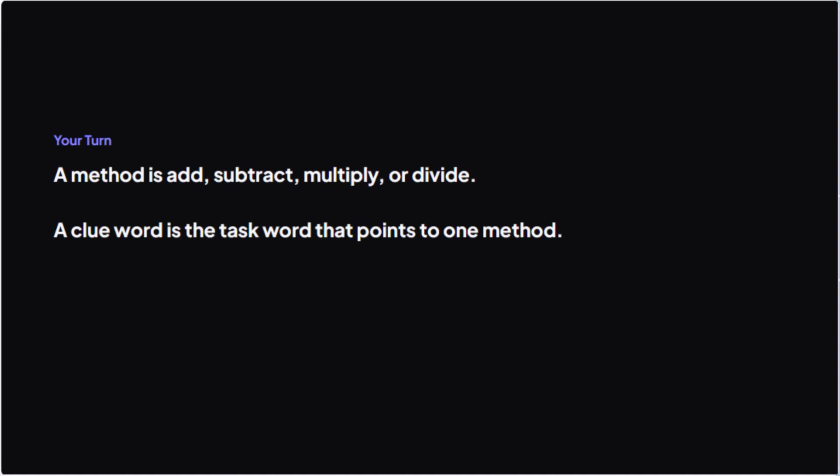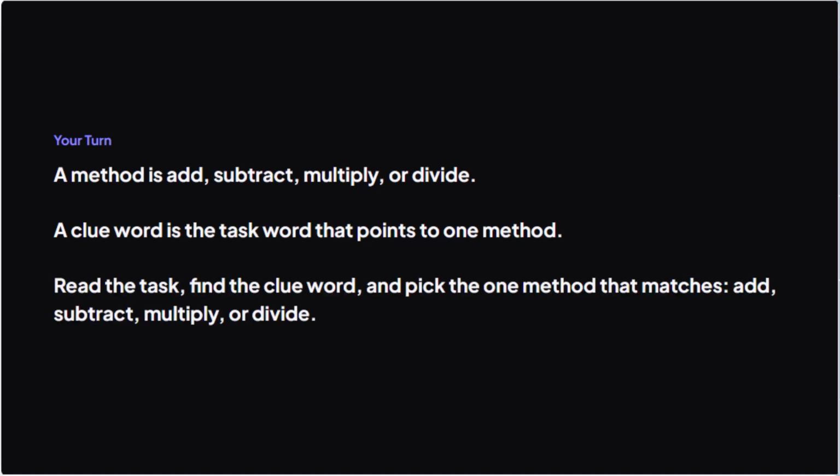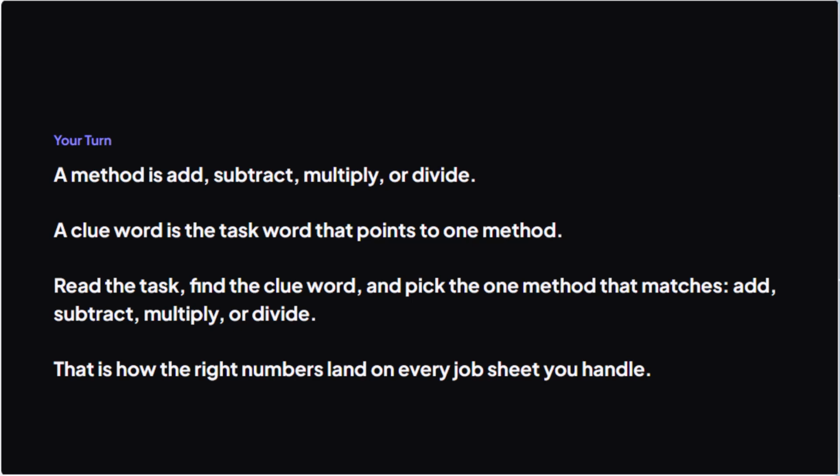For our recap, a method is add, subtract, multiply, or divide. A clue word is the task word that points to one method. Read the task, find the clue word, and pick the one method that matches. Add, subtract, multiply, or divide. That is how the right numbers land on every job sheet you handle.